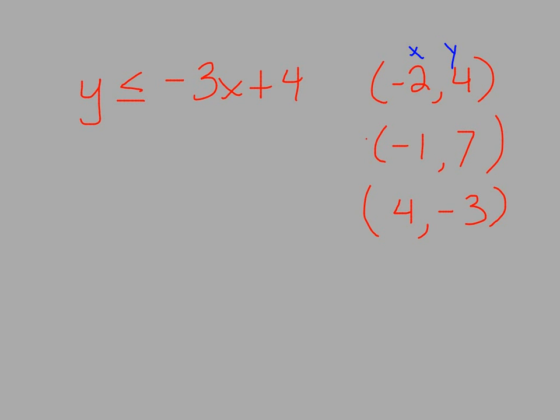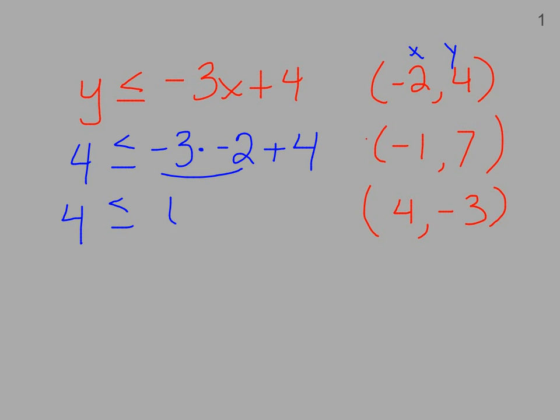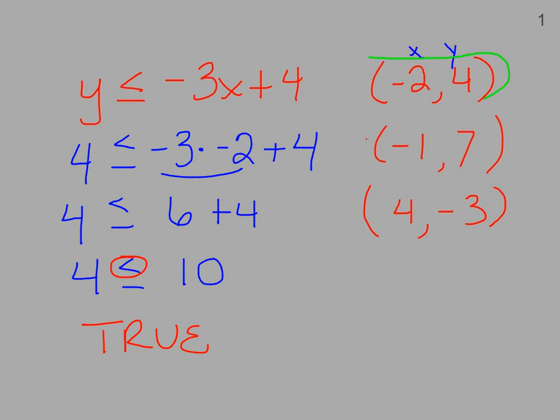So with -2, 4, I'm going to plug in my 4 for my y and then the -2 for the x. So it would look like that. Then I have, that's still 4, -3 times -2 is 6, and 6 plus 4 gives me 10. And then I look at the inequality I have left, and it says 4 is less than or equal to 10. Since 4 is less than 10, this is a true statement, which makes this point a solution to the inequality. So I'm going to start over with the 1 and 7.